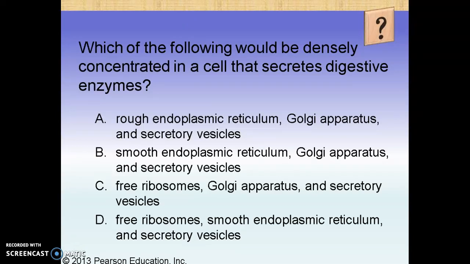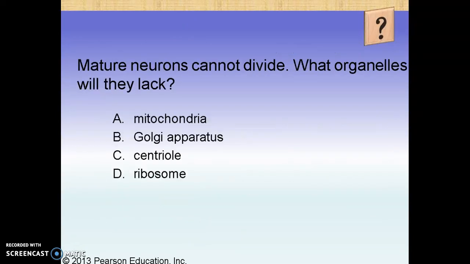Digestive enzymes are proteins. Many neurons cannot divide. What organelles will they lack? They will lack the centriole.